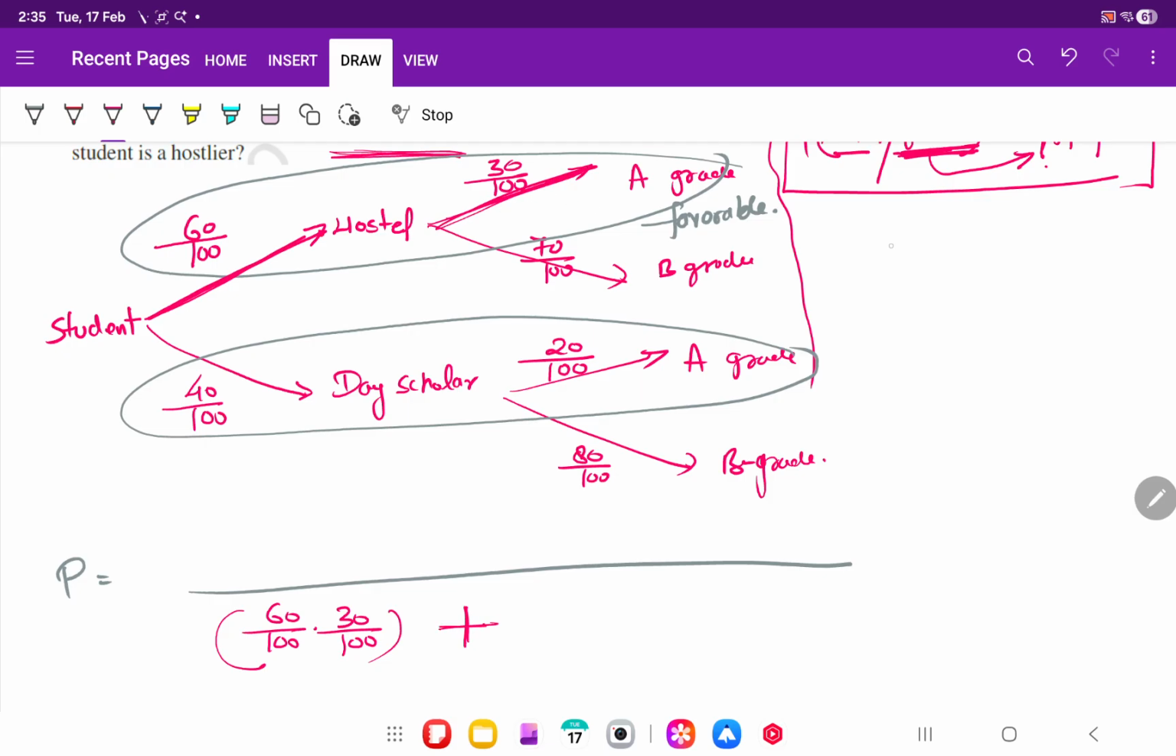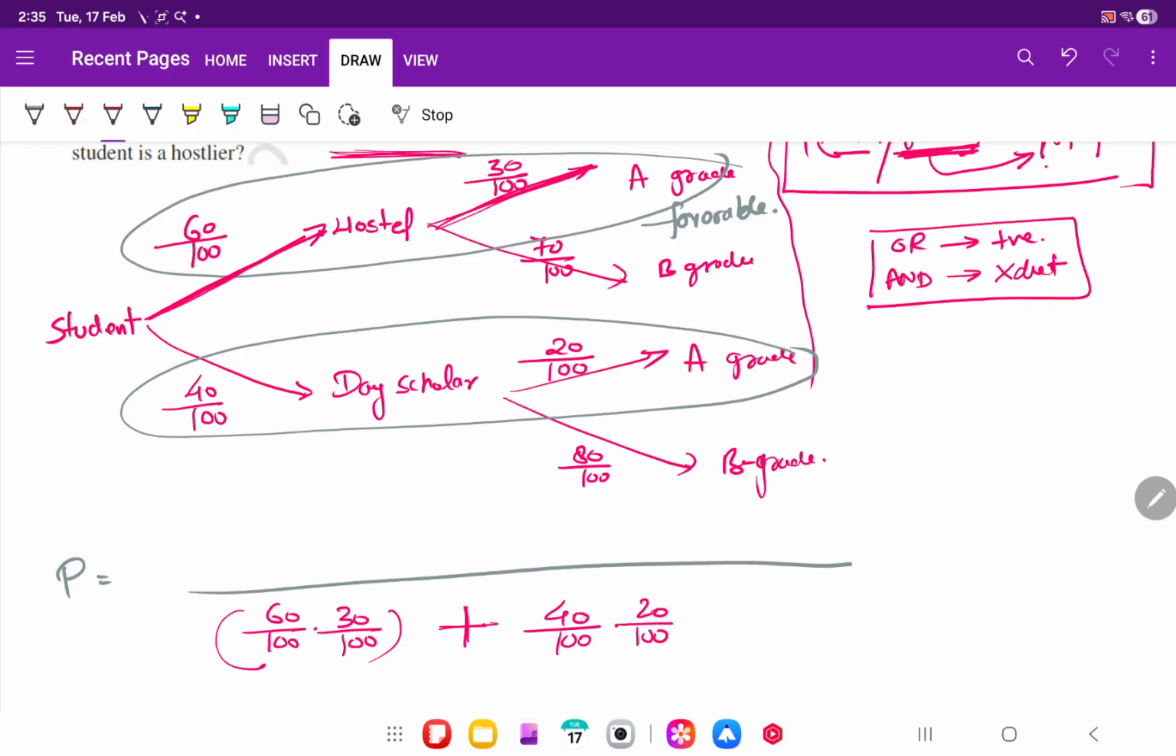Or means plus. I already told you, or means we take positive, and whenever there is and, we take product. Correct? This is the rule of probability. Always remember. So 40% are day scholars and 20% got grade A. Out of that, this is favorable. Okay, 60 by 100 into 30 by 100, whoever got the grade A.